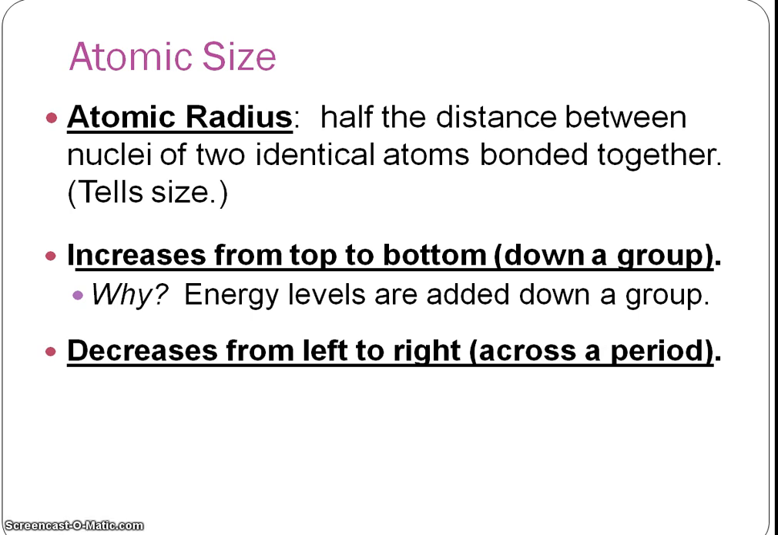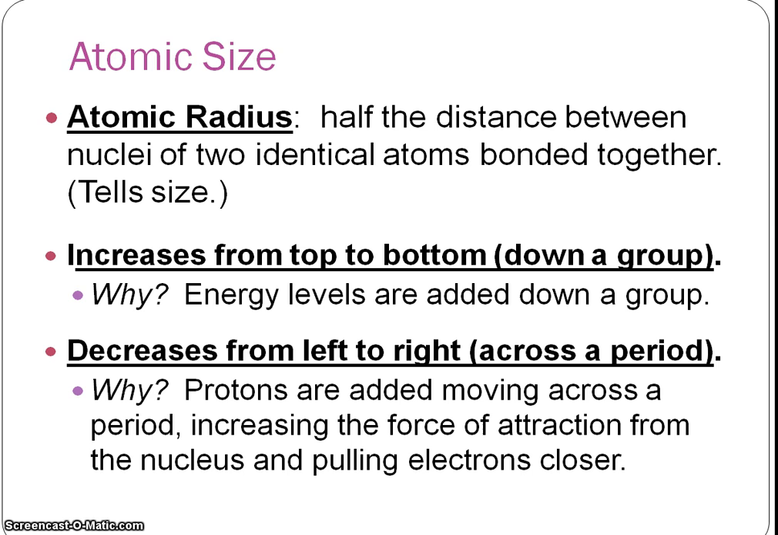From left to right is a little bit harder because as you go left to right on the periodic table, all the numbers are increasing, so it's tempting to think that the atom would get bigger, but it actually gets smaller, and here's the reason why.